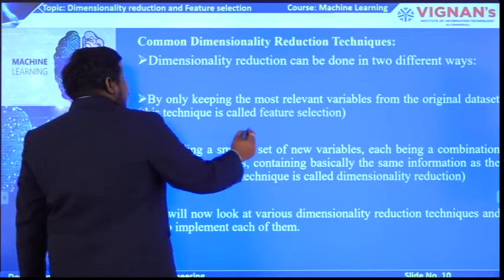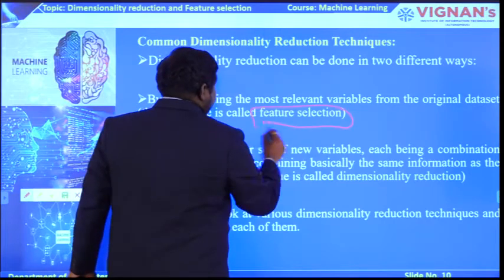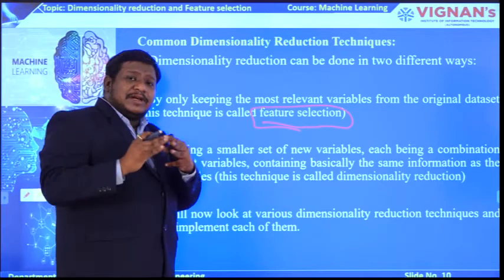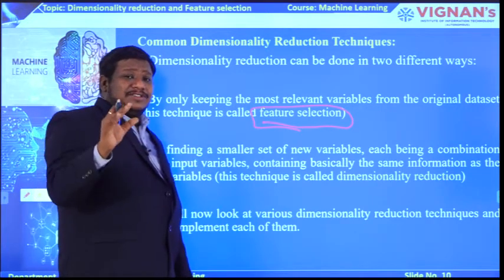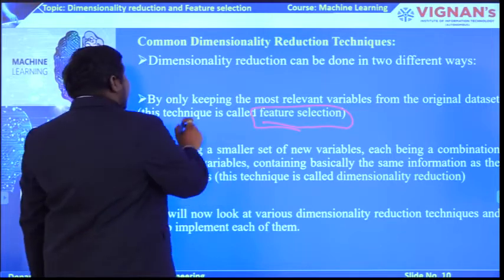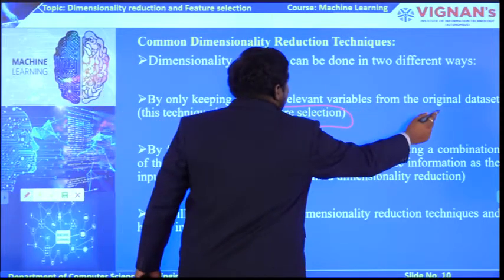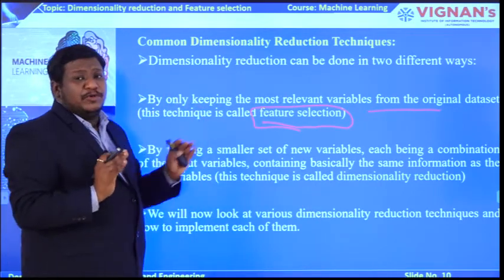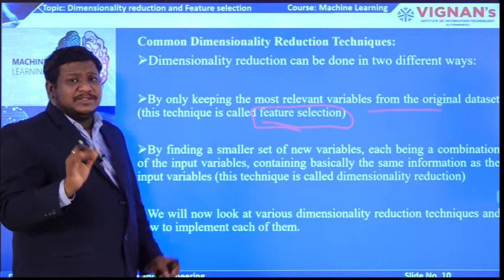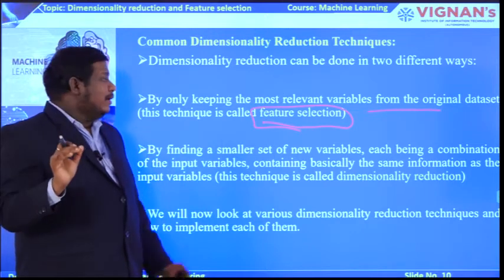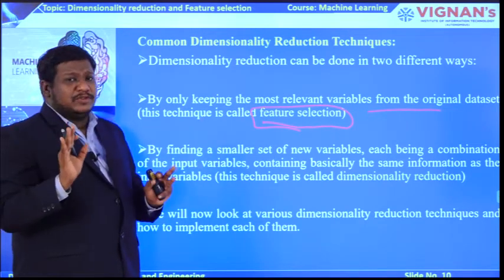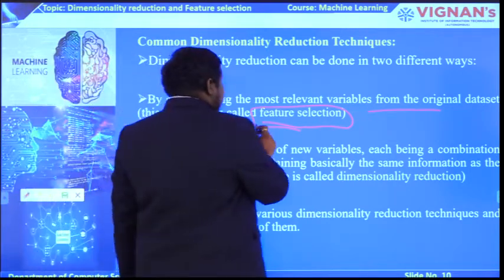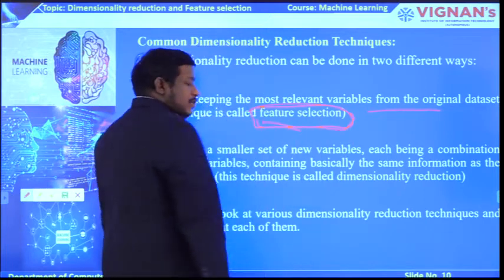See, what is feature selection? The first one is feature selection. The name itself says feature, and a feature gives you the details or the characteristics of any object. By using feature selection, we keep only the most relevant variables from the original data set. That means whatever important variables are relevant for your topic, we keep only those from the original data set. That is the process we follow in feature selection.